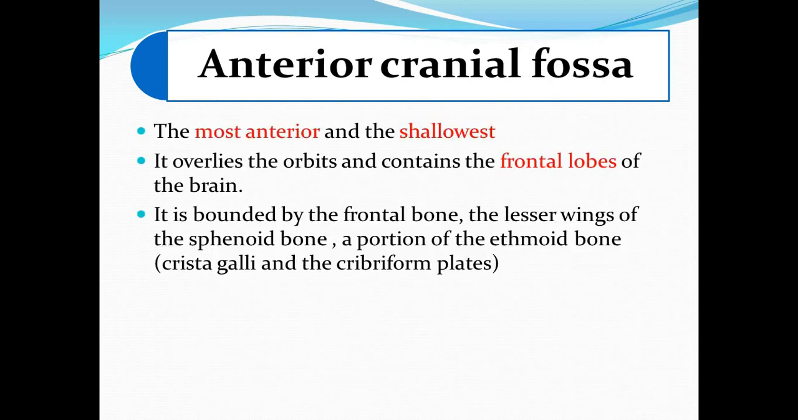The anterior cranial fossa, as we said, is the most anterior and the shallowest. It overlies the orbits and contains the frontal lobes of the brain. So the frontal lobes are contained within the anterior cranial fossa. The boundaries of anterior cranial fossa include the frontal bone, the lesser wings of sphenoid bone, and a portion of ethmoid bone, particularly the crista galli and the cribriform plates. We will talk about these structures in the coming slides.